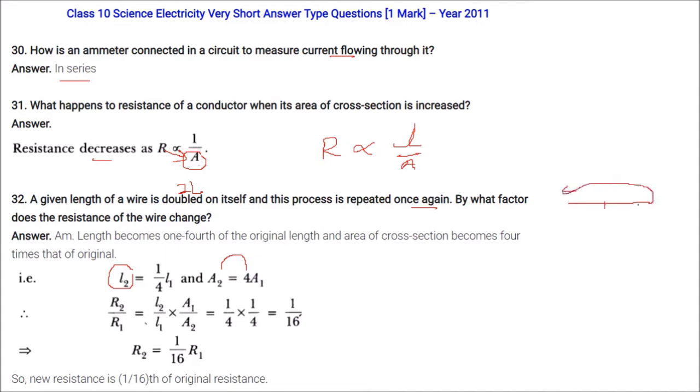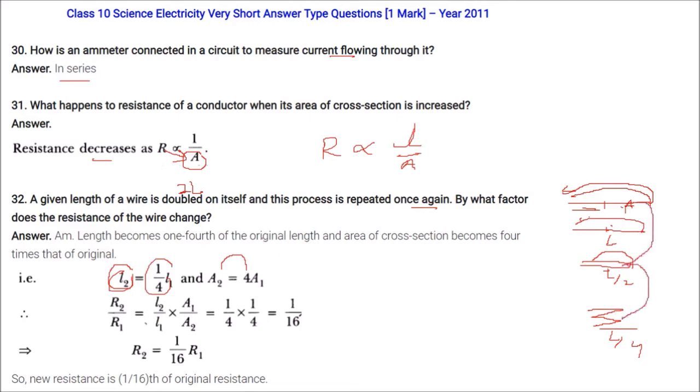From this point it is folded, so the length becomes 1/2. Now this is L, and again from this point it is folded, so this is L by 2, and again it is folded, so this becomes L by 4. So the length becomes 1/4 of L1, and the area, which was A, becomes 2A, and then becomes 4A. So A2 will be equal to 4 into A.